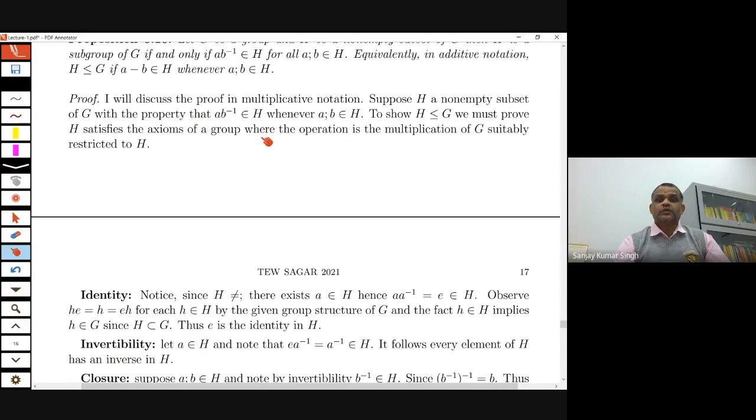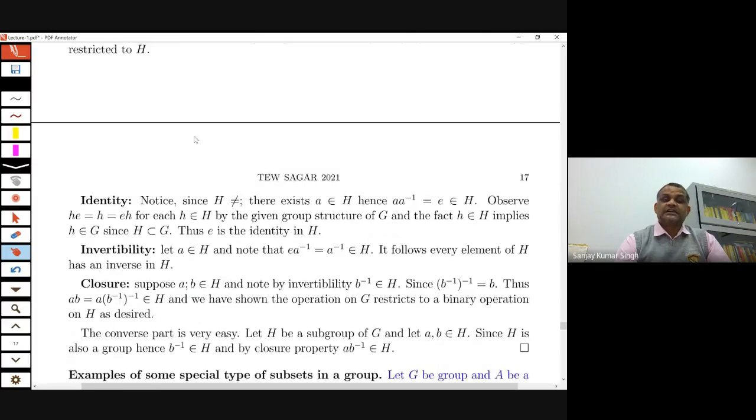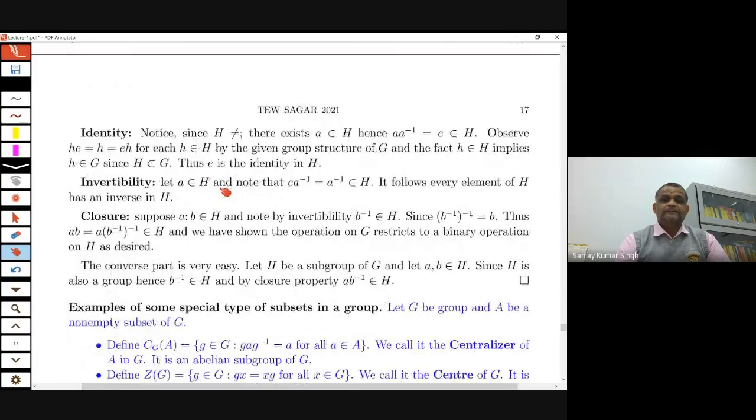So let us prove it. Suppose that H is a non-empty subset of G with the property that AB inverse belongs in H whenever A and B belong in H. To show that H is a subgroup of G, we must prove that H satisfies the axioms of a group, where the operation is the multiplication of G, suitably restricted to H. So I will check that H has an identity.